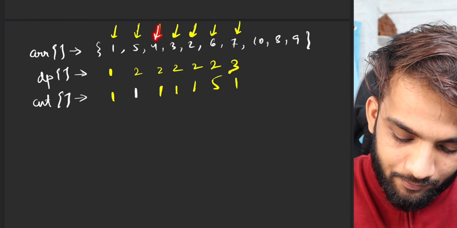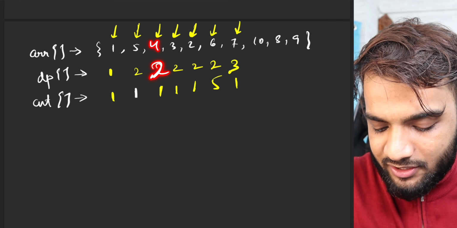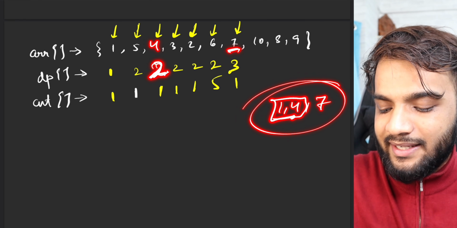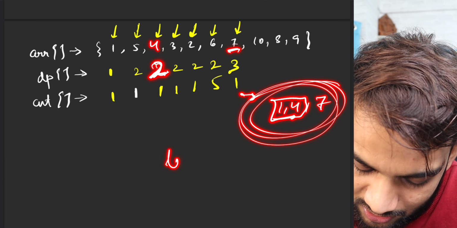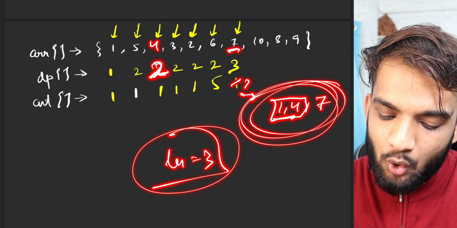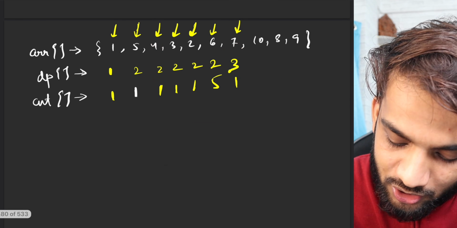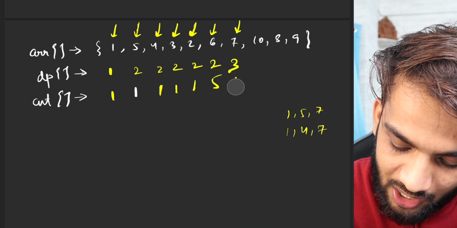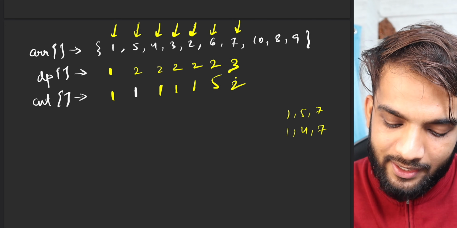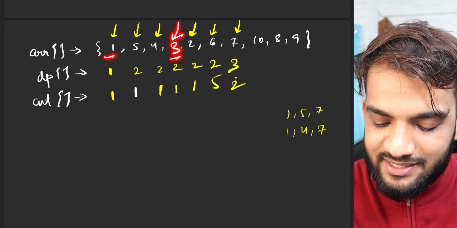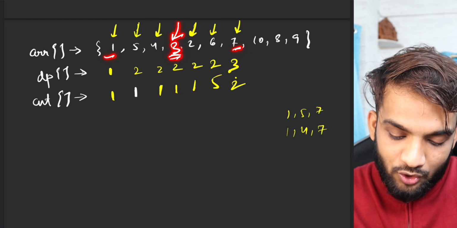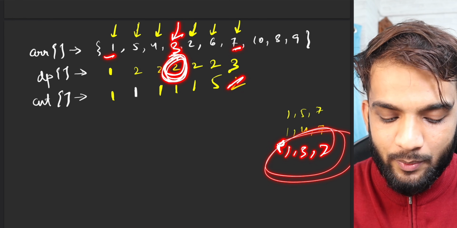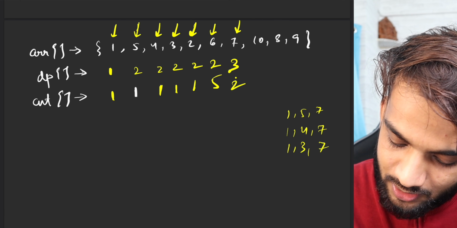Next. 4. So I can say 4 is again having a length 2, which means 1, 4. That can attach with 7. So another length 3. So I got one more length 3. Prior to this, I got 1, 5, 7. Now I got 1, 4, 7. So the count increases to 2. Now I come to 3. Can 3 be a part? 1, 3, 7. Yes, it can be a part. So 3 is length 2, and 1, 3, 7 is again length 3, which means the count will increase.